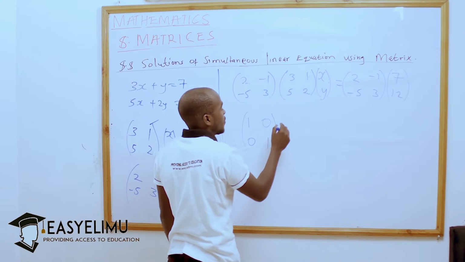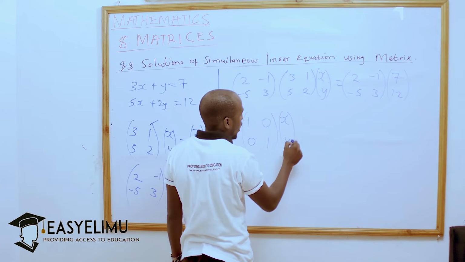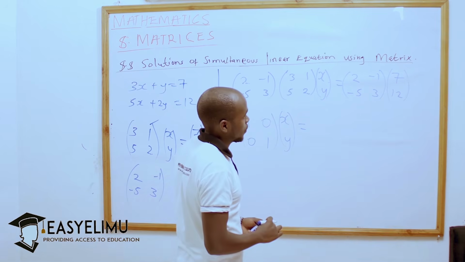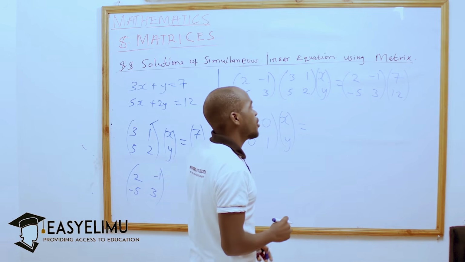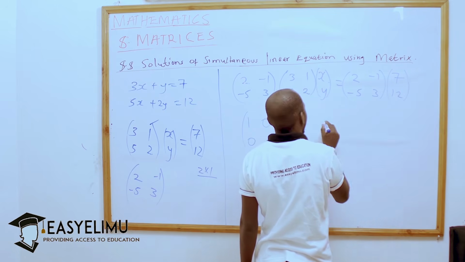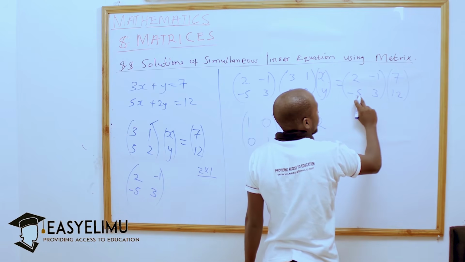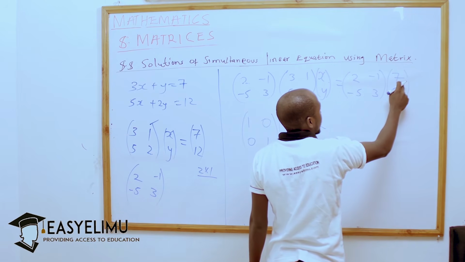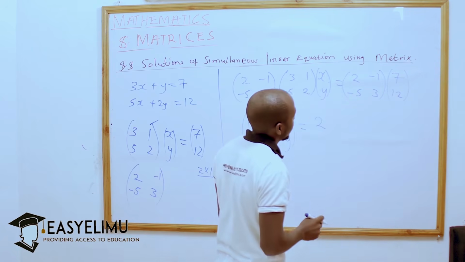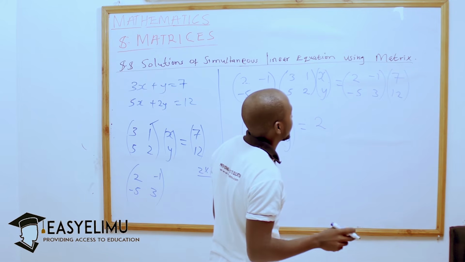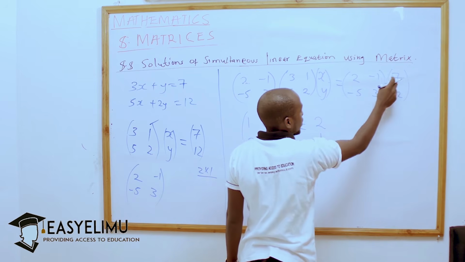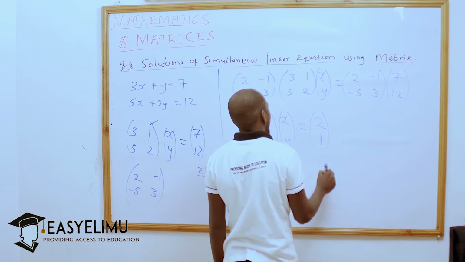So this side is giving us that, and this one will be x, y is equal to 2 by 7, 14. 14 minus 12, you are getting 2. Negative 5 by 7 is negative 35. Negative 35 plus 36, you are getting 1. So that is what we are getting.